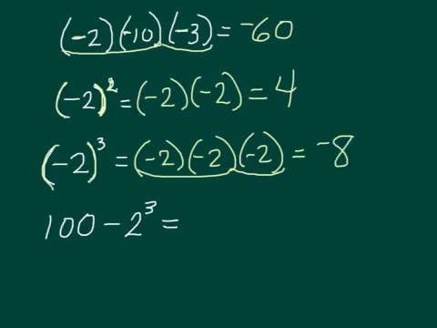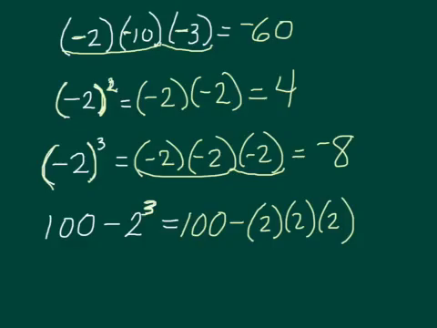In this case, the 3 is right next to the 2 itself. So this is actually telling you to work the problem 100 minus 2 times 2 times 2. Because the negative sign over here was not surrounded by parentheses, that's why it doesn't get multiplied times itself. So this will become 100 minus 8, or 92 is the answer.